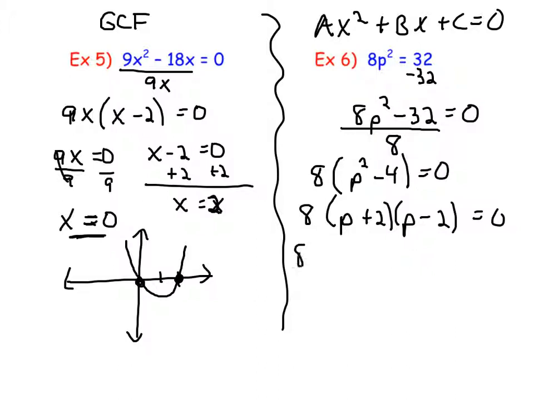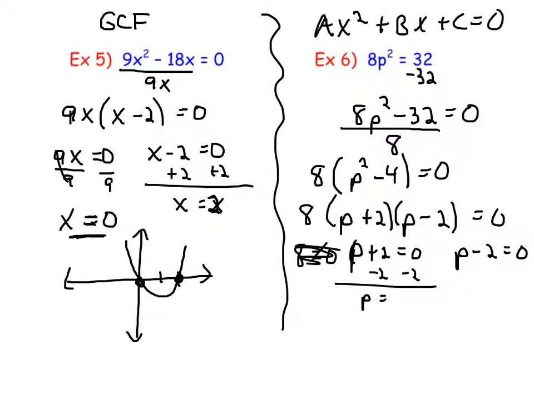So this is kind of weird, but I'm going to set 8 equal to 0. Well, does 8 equal 0? No, it does not. So this cannot be a solution. So it just kind of goes away. Then I would set p plus 2 equal to 0 and p minus 2 equal to 0. So I would subtract 2 from both sides, and I get p equals negative 2. Here I would add 2, so I would get p is equal to positive 2.